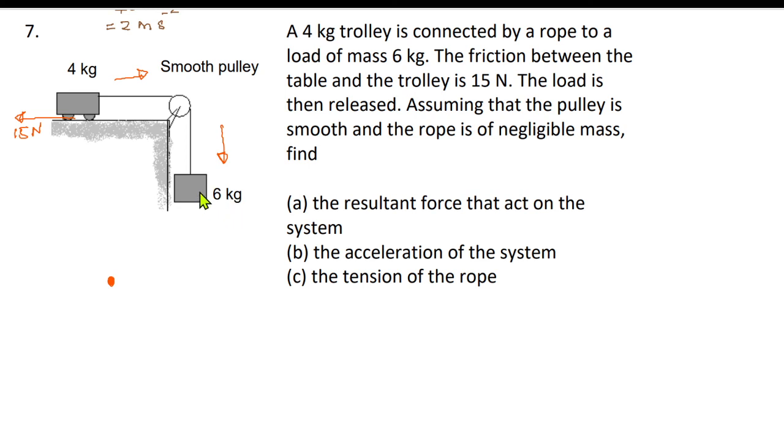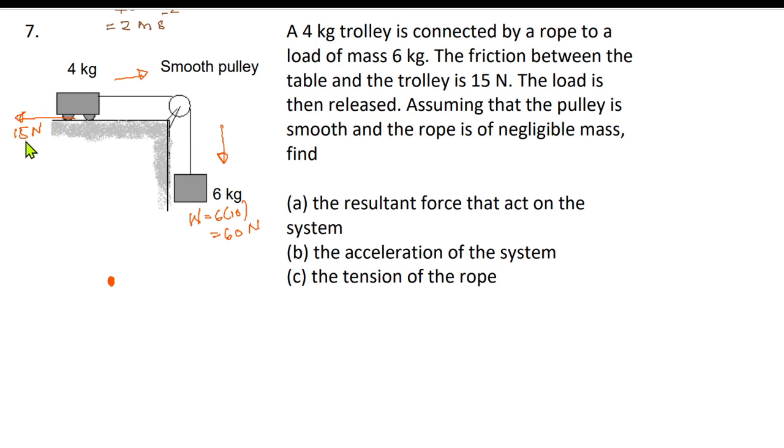Okay, the 6 kilogram mass is pulling it down. So here, the 6 kilogram object has a weight of 6 multiplied by 10, that will be 60 Newton. But the weight of this object is not acting in the direction of the motion. The motion is going to the right, but the weight is going down, right? So it has nothing to do with it.